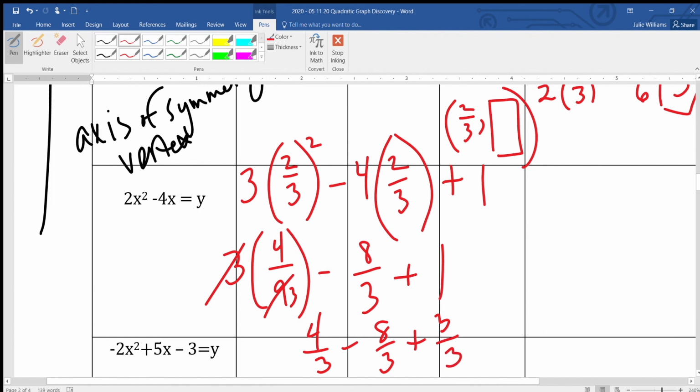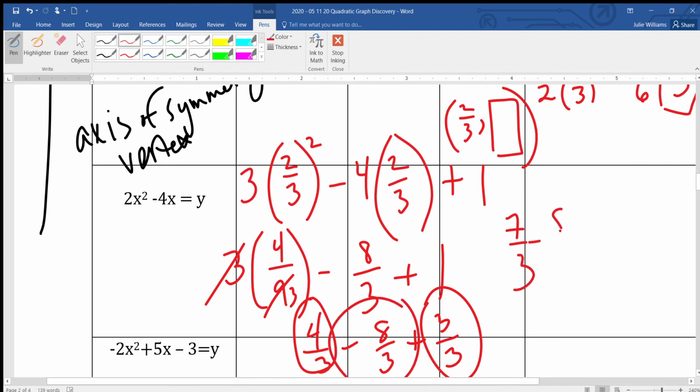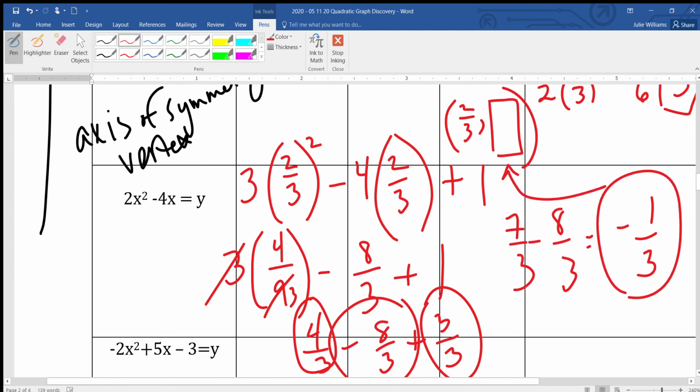And I can change these around however I would want to do it, right? So I'm going to add these first. So that's 7/3 minus 8/3, going to be negative 1/3. So my y value of my vertex is negative 1/3.